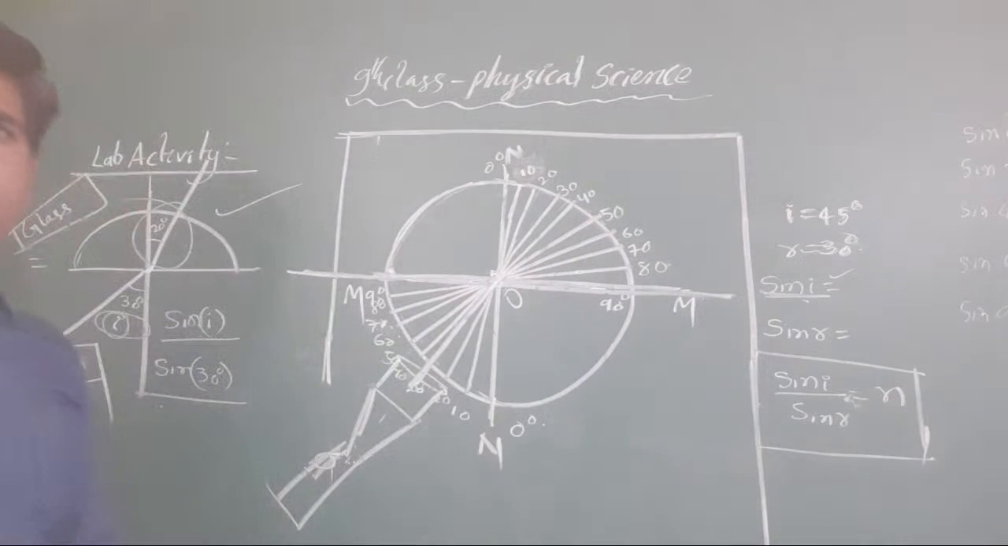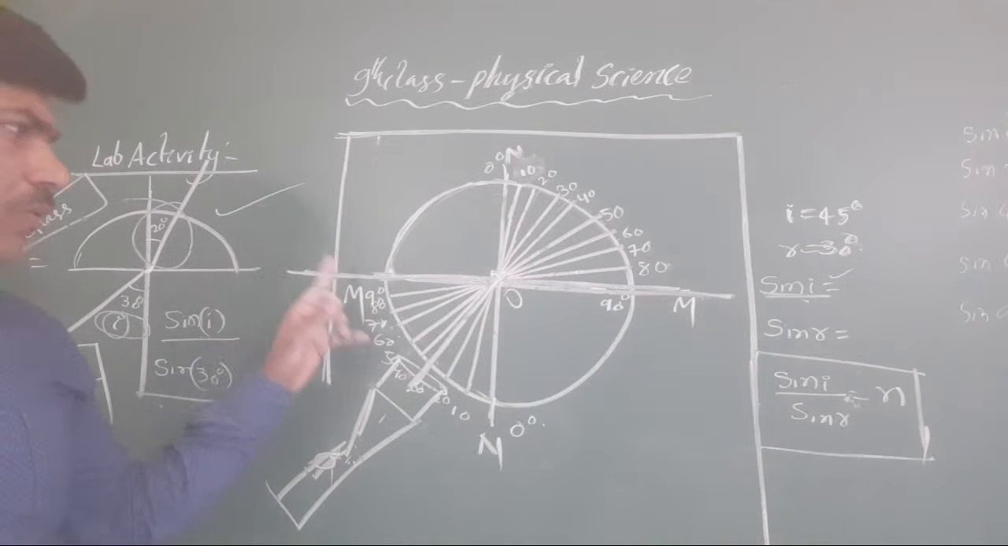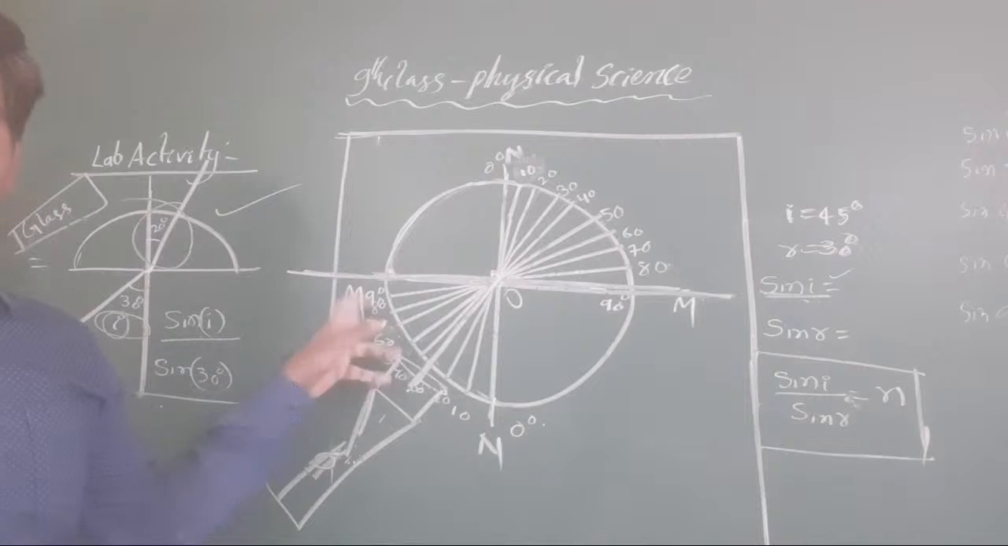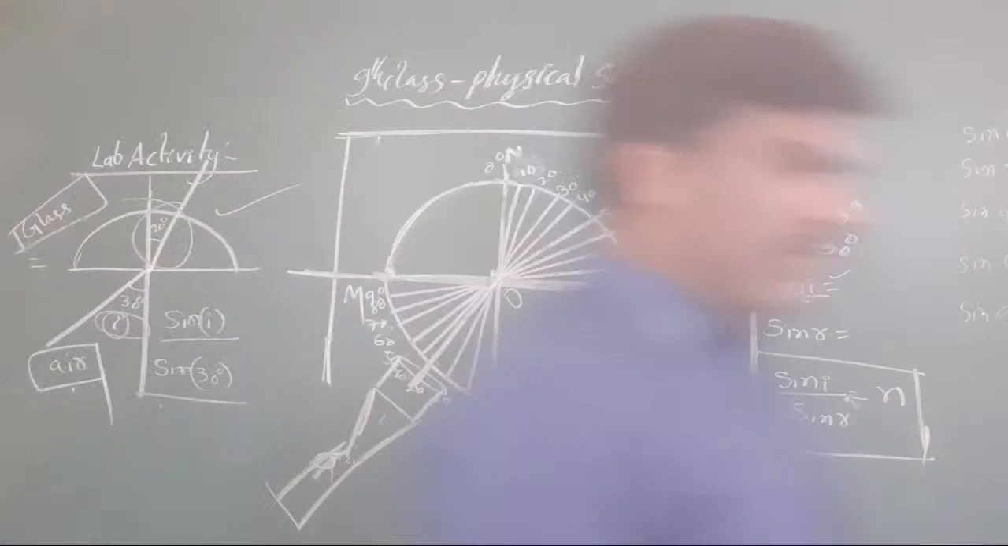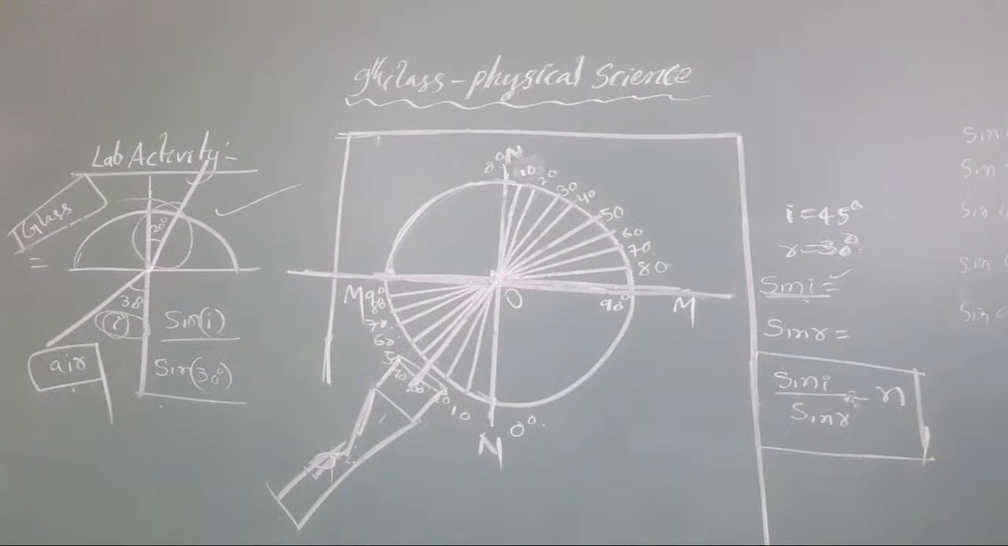This is about the lab activity. What is there here? Here we have to take first the plan. This is very important to you. It gives the relation between our refracted angle and the incident angle. Okay, got it or not?